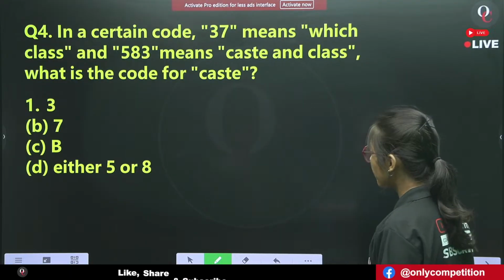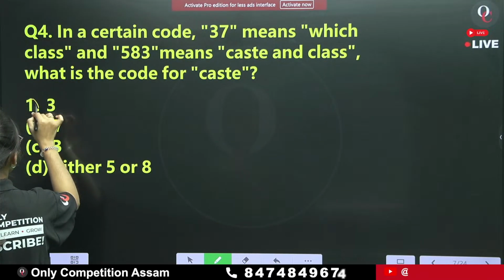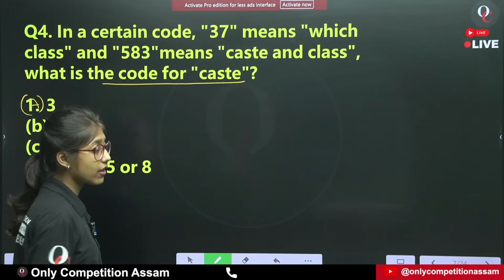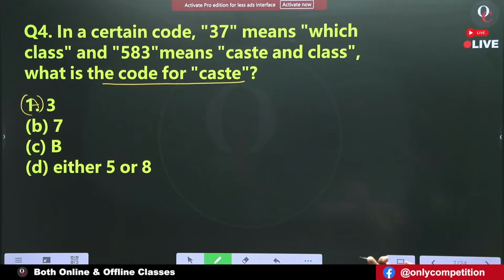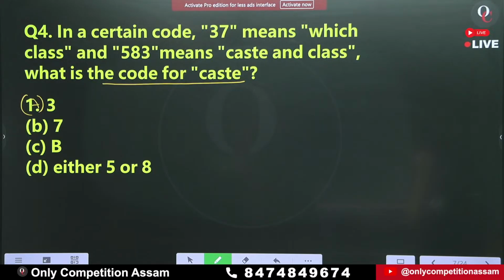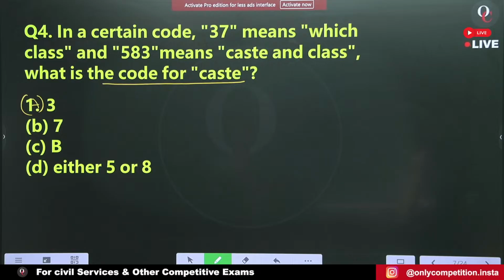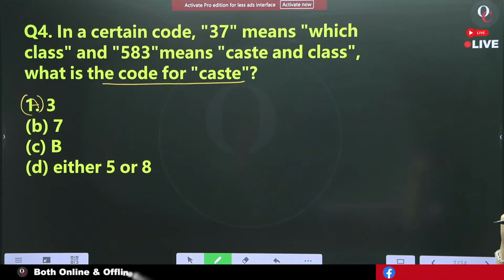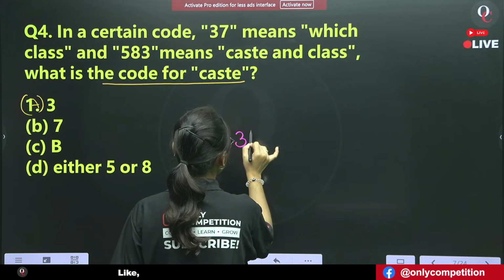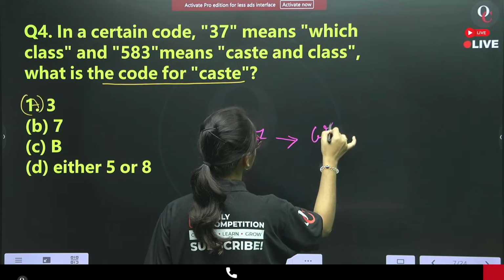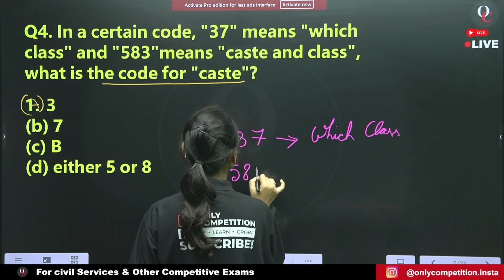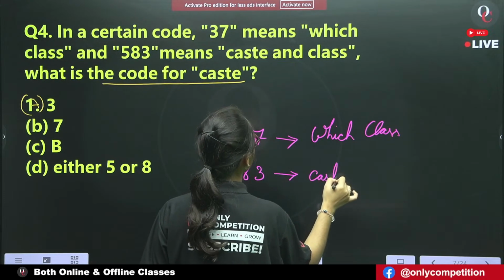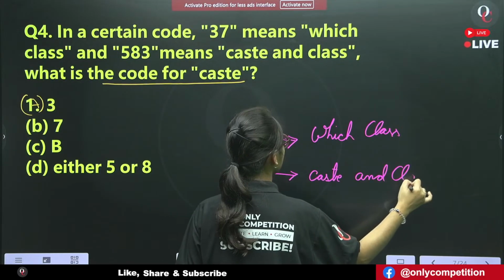And what we have been asked is, what is the code for caste? So remember one thing, in which sentence is this word caste? The caste word is in the second sentence. That means the second code, 583. In that particular code, how will we find out the code for caste? Have a look here. 37 means which class. 583 means caste and class.